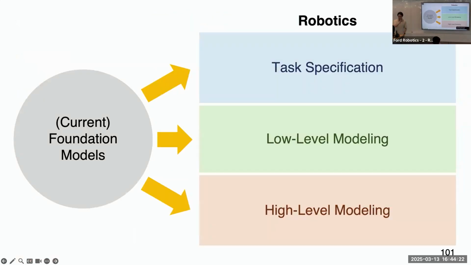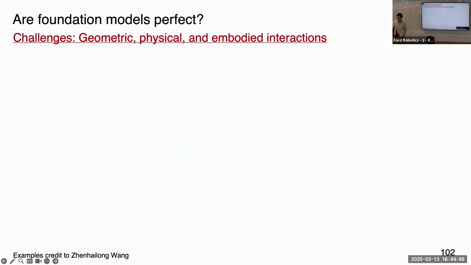So those are the opportunities I told you about that the progress of foundation models can bring to robotics, meaning task specification, low-level modeling, and high-level modeling. But working with those foundation models, while seemingly good in some of those examples, was not fun. It involves a lot of empirical interaction with those foundation models. We get to see a lot of failure cases. Especially, they are very limited in their understanding of geometrical, physical, and embodied interactions.